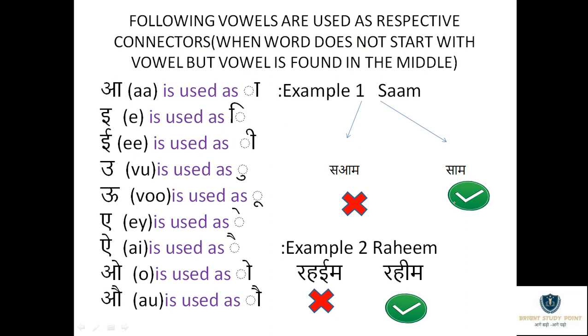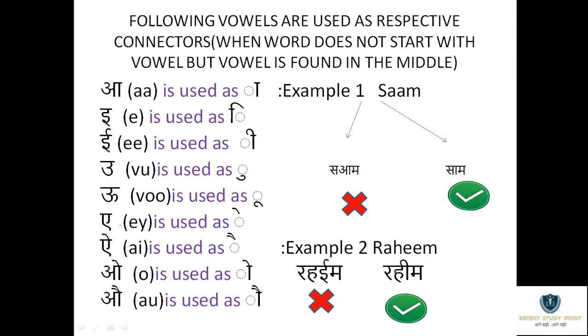In the connector form, A is written like a perpendicular line. E is written like a perpendicular line with left to right semicircle on this. E is written like a perpendicular line with right to left semicircle on this. U is written like a small circle shape and tails towards left. U is written like a small circle shape and tails towards right.